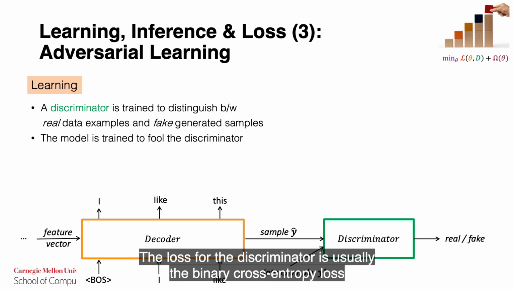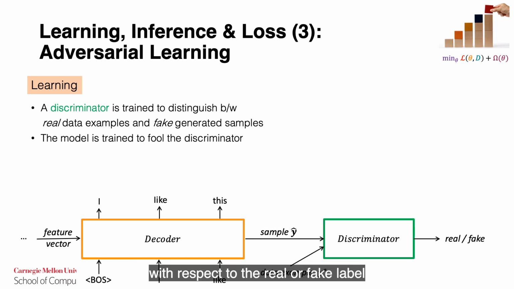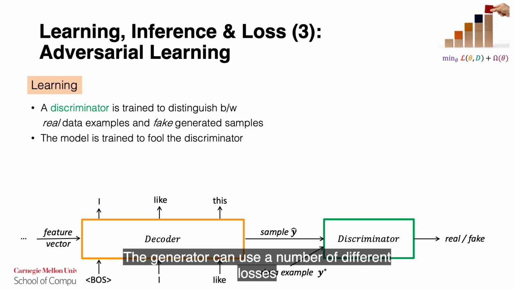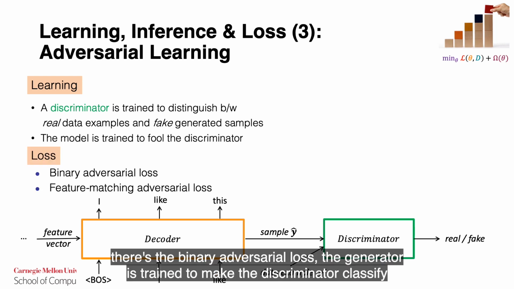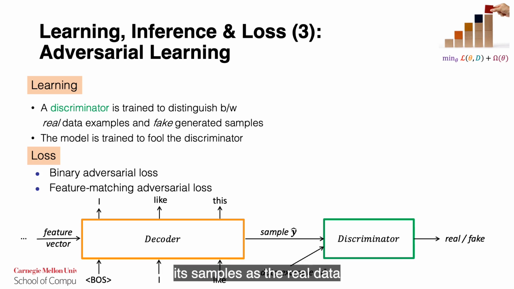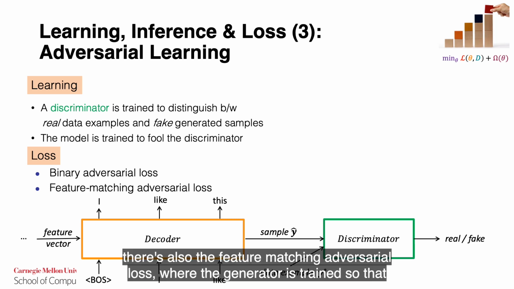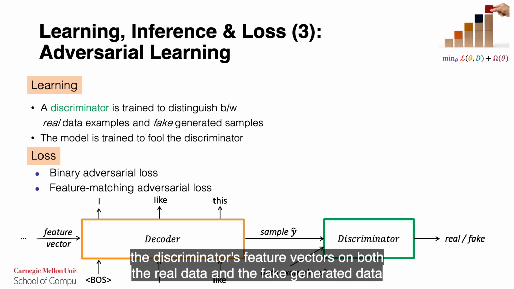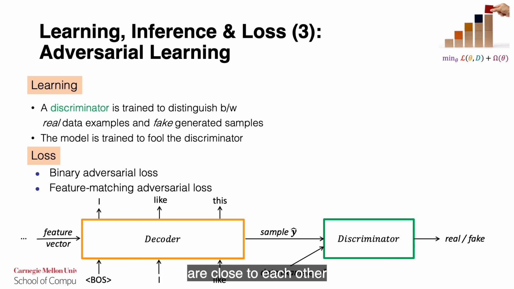The loss for the discriminator is usually the binary cross-entropy loss with respect to the real or fake label. The generator can use a number of different losses. There's the binary adversarial loss. The generator is trained to make the discriminator classify its samples as the real data. There's also the feature matching adversarial loss, where the generator is trained so that the discriminator's feature vectors on both the real data and the fake generated data are close to each other.